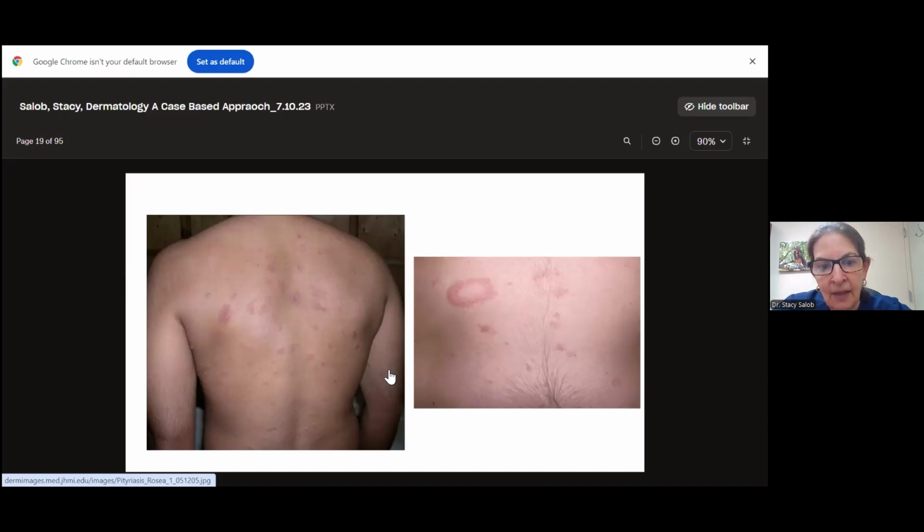On the back, the lesions are of various sizes. Most of them are about 1 centimeter. Again, these thin plaques with some scale. They're sort of in a round to oval, and they're all pretty discrete. It doesn't look like they're coming together.